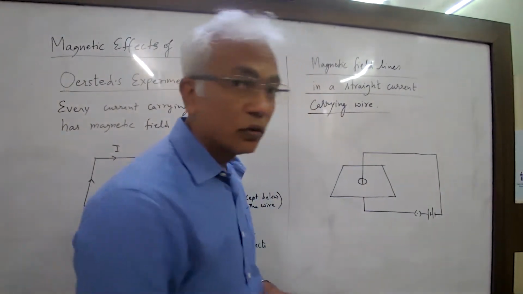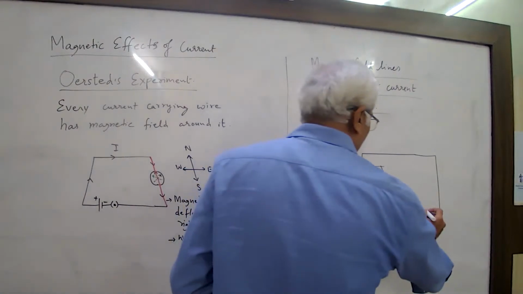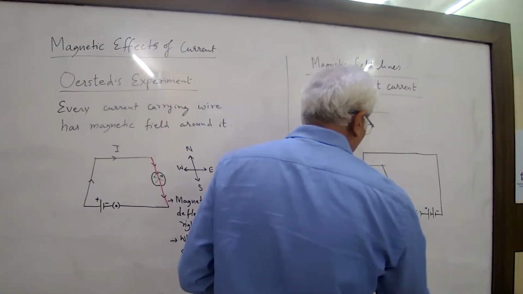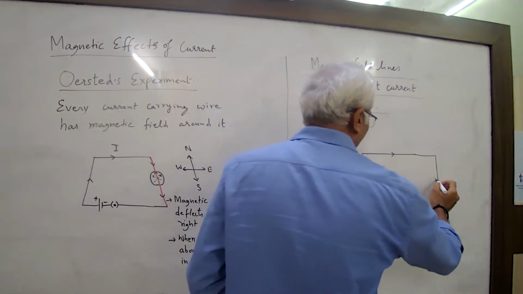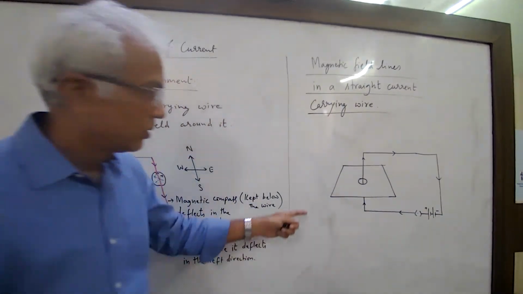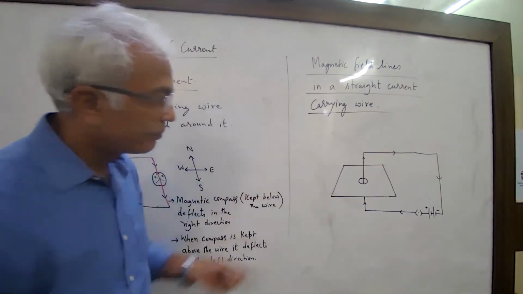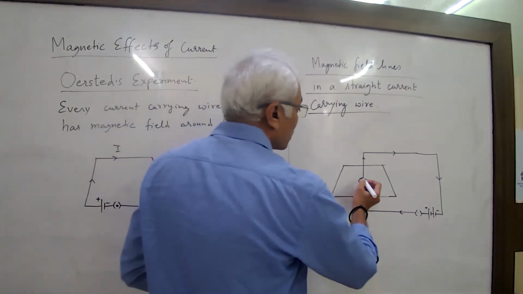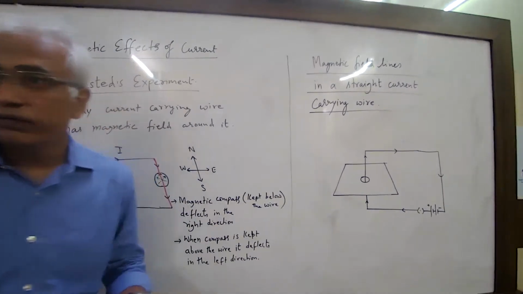Now how will the current flow? How will current flow now? Again, from the positive terminal to the negative terminal. Right. So this is the wire. From below it's coming out. So how will the magnetic field lines be now? How to draw the magnetic field lines?